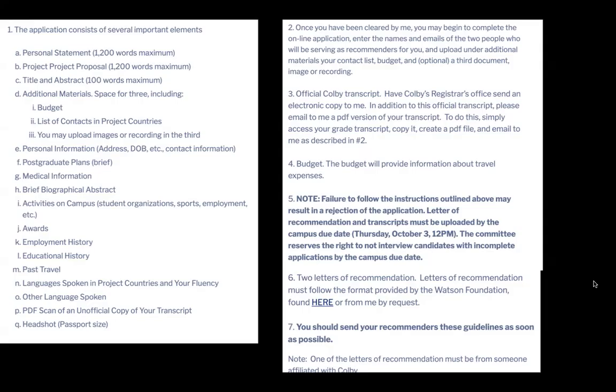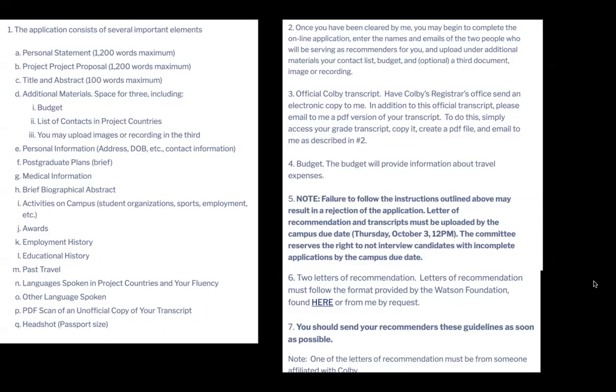Those two recommenders, at least one of them must be from Colby or have been at Colby, someone who taught you at Colby. So you might have a favorite professor with whom you worked very closely, or a coach who really knows you well but has left Colby. That person is perfectly okay to recommend you for the Watson. But at least one has to be affiliated or have had that connection with Colby.